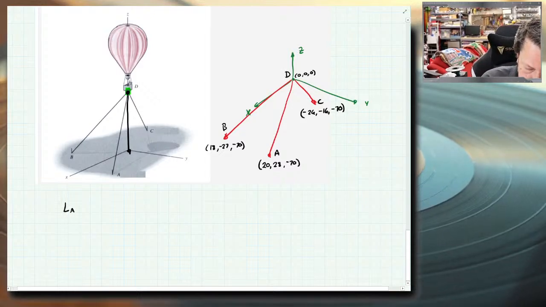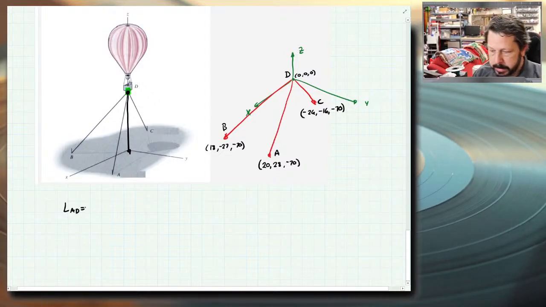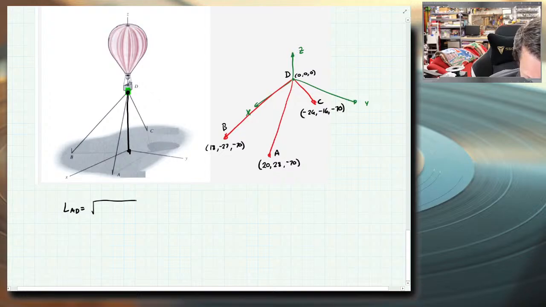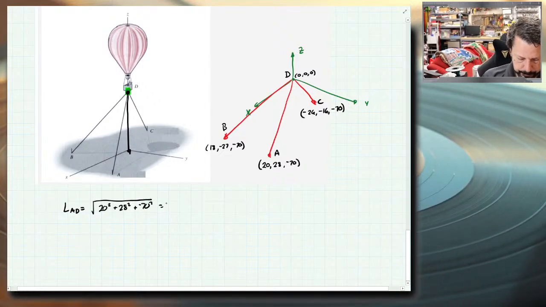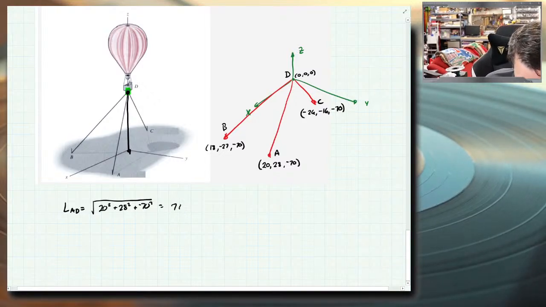So the length of AD. To do that, I need my calculator, and it's going to be the square root of 20 squared plus 28 squared plus negative 70 squared. 78. Hey, I wonder if these are all going to come out to be integers. Not AD, BD. Oops.